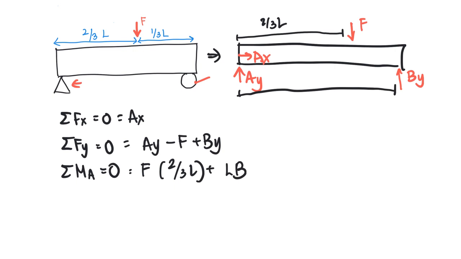So now it's just a matter of solving. We're going to solve this first. Solving this equation, we get B equals 2/3 F. And now we can solve for this equation, and we end up getting that A in the y direction is equal to F over 3. So now we've solved the entire question.